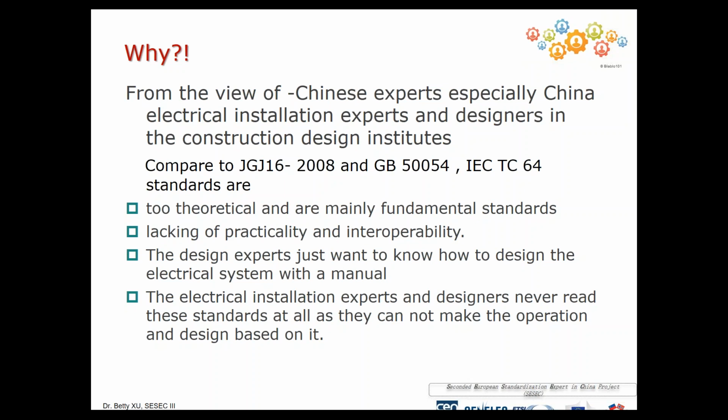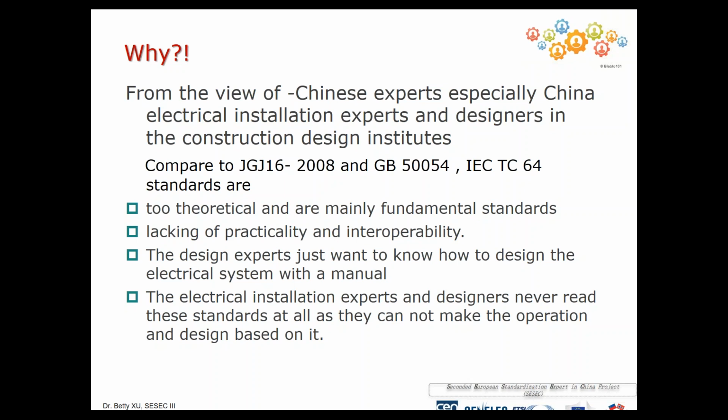From the views of the Chinese experts, especially the Chinese electrical installation experts, the problems of the IEC series standards are as follows. First, IEC TC64 standards are too theoretical and are mainly fundamental standards. These standards lack practical implementation and interoperability.